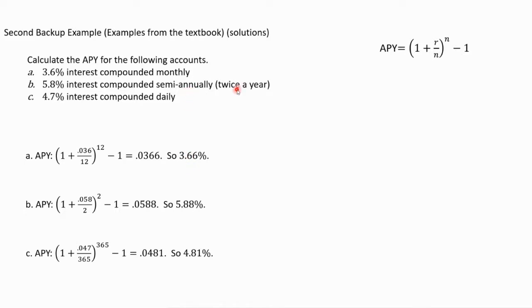For B, this is different. It's twice a year. It's compounded semi-annually, and that just means twice a year. So N in this case is 2. And R is also different. R is 5.8% as a decimal, meaning it's not a percent, so it's 0.058. So this is what we get. And we end up with this.